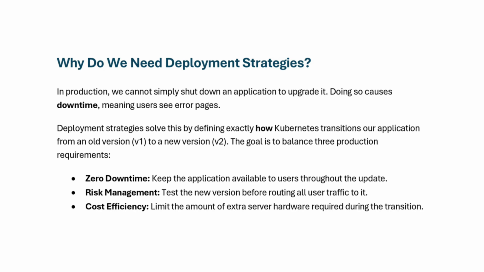To fix this, there is a concept of deployment strategies. By default, there is the rolling update strategy, and there exist Canary update and blue-green. By implementing those strategies, we ensure zero or near zero downtime, meaning it keeps the application available to users throughout the update. It also provides risk management, which is to test the new version before routing all users' traffic to it. So we can test the new version by providing a bit of traffic, not 100%, to the new version, so we can get feedback on it. And third is cost efficiency. We limit the amount of extra server hardware required during the transition.